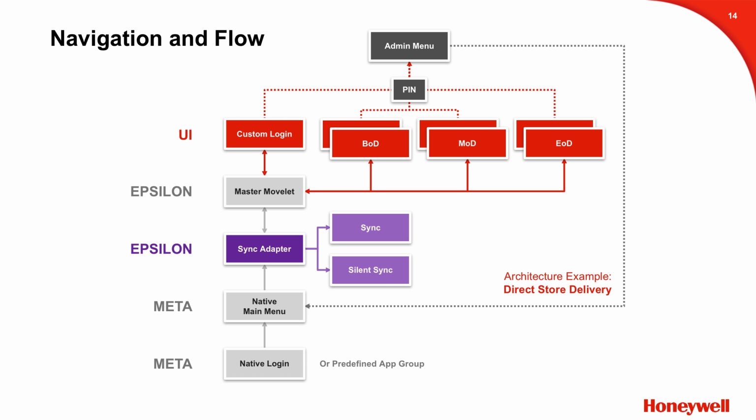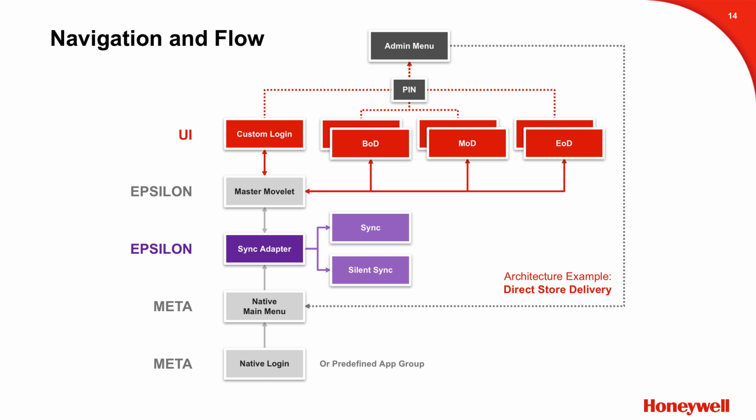We start at the native login that we can skip by predefining an app group in a custom client, and then the native main menu, and so on. Again, with the auto execute timeout, we will move the user, without them knowing, through these steps until they reach the custom login without seeing any of the other steps.